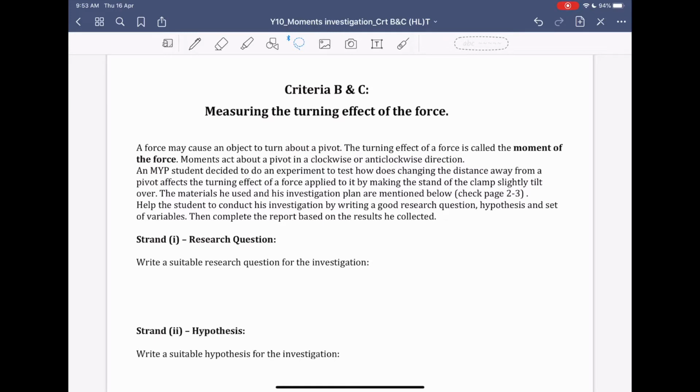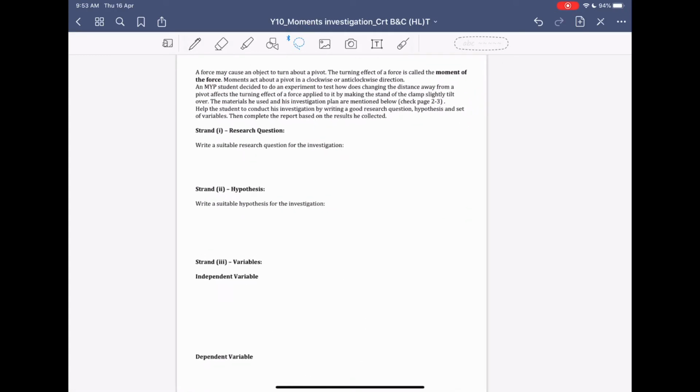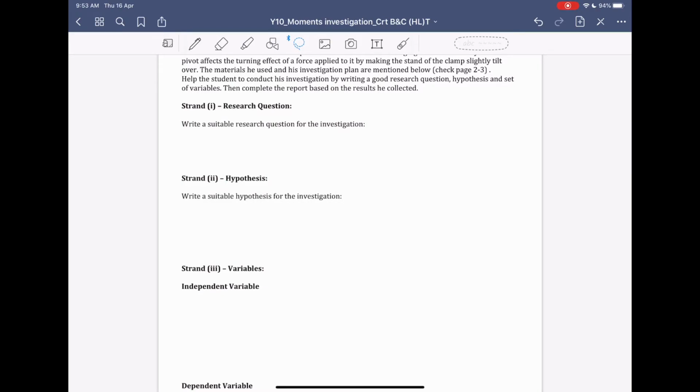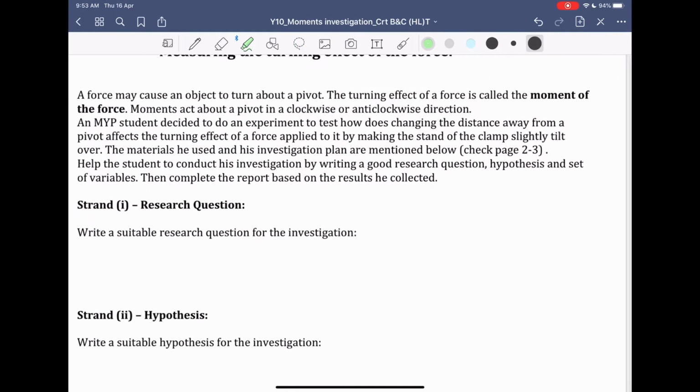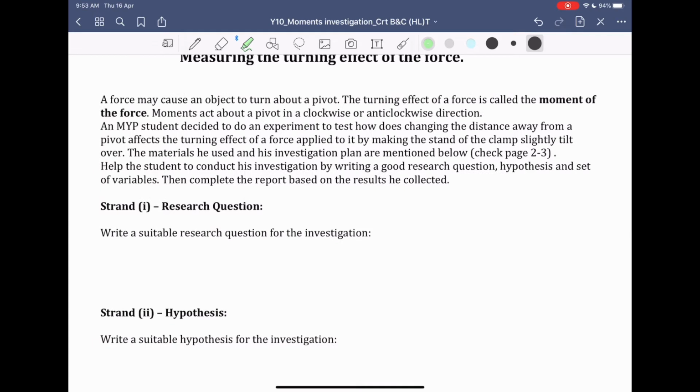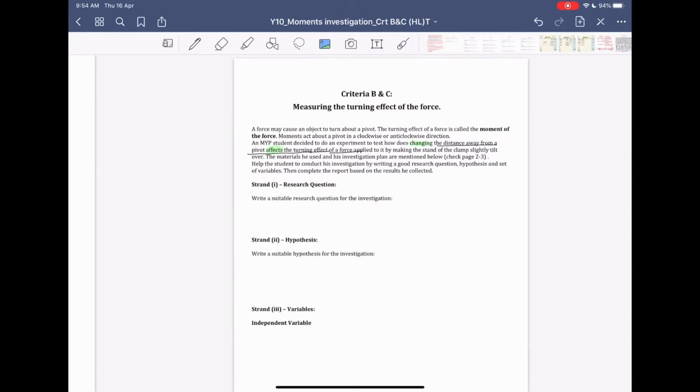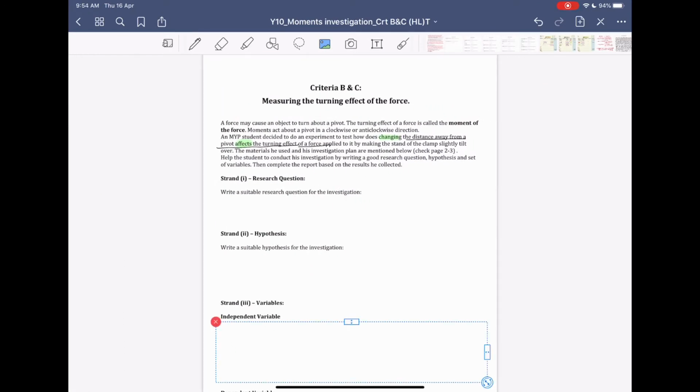First thing, in order to write the research question, remember that we need to first identify the independent and the dependent variable. As I said, in anything given to you, usually we will have a hint of what is the dependent and what's the independent. If you check the word "changing", you would know that what comes afterward is one of the variables, and then we want to know how it's affecting, so that will identify the other variable. It's really easy. The independent variable is going to be the distance away from the pivot.